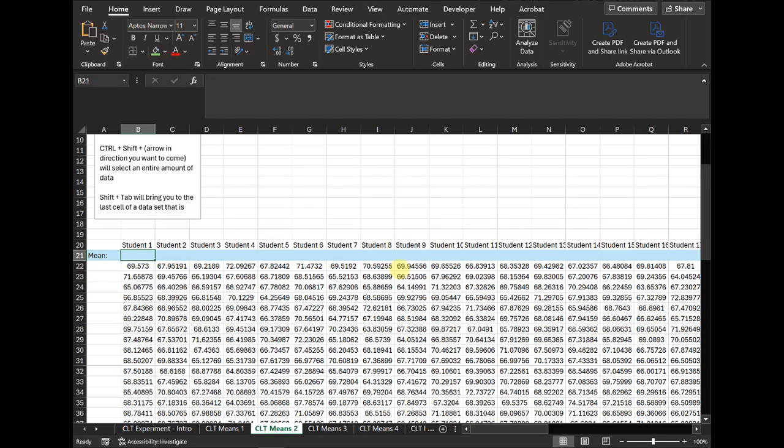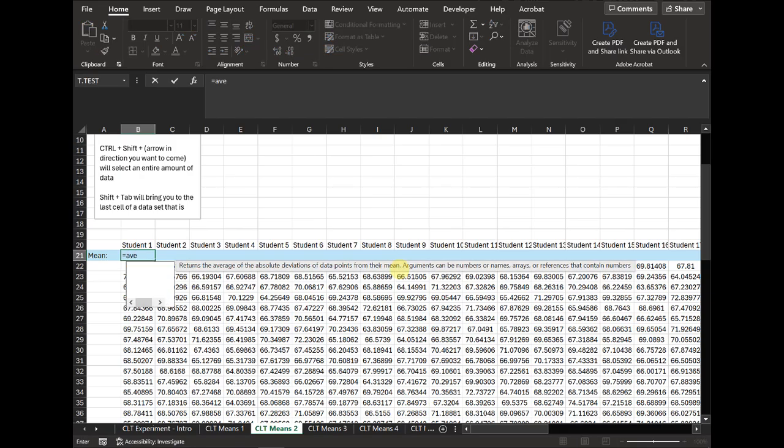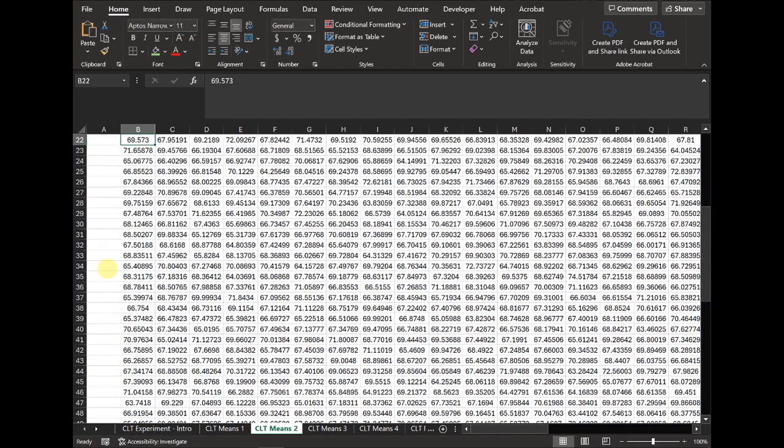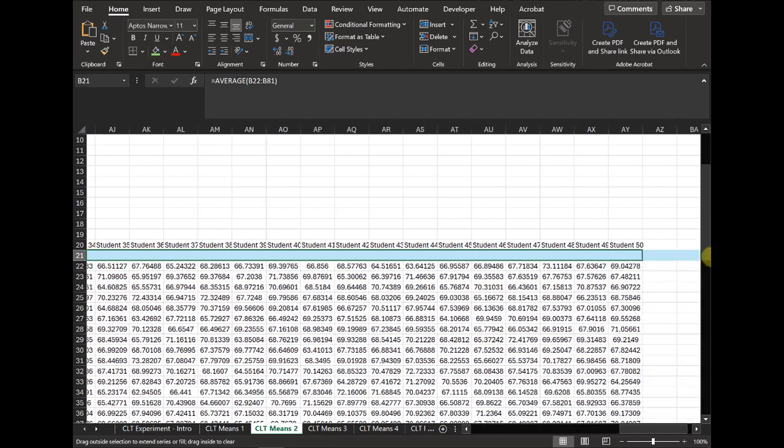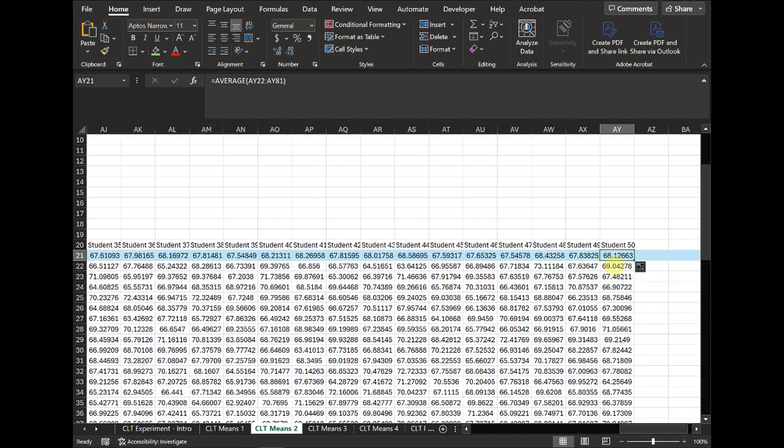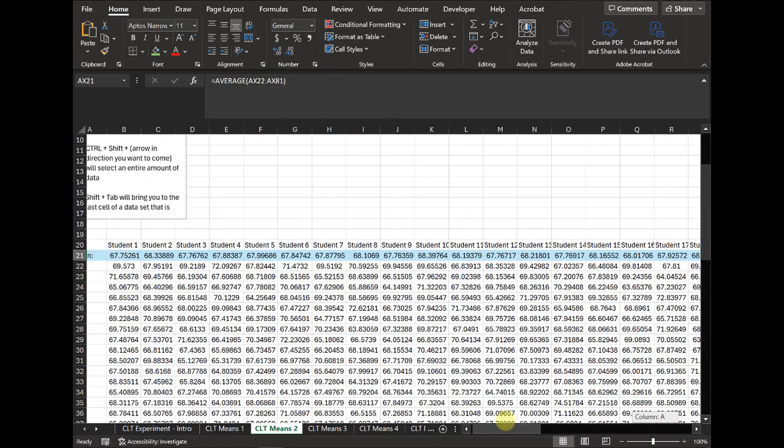Okay, so where the central limit theorem really starts is with the idea that we should take the mean of each of these data sets. So I'm going to take my average formula, and I'm just going to take the average of each student's data. So here's the average for student 1. The beauty of this is once you type in one mean, you can just drag it all the way across, and you've got all your mean formulas, so everything's calculating. So now we've got the mean for each set of data.